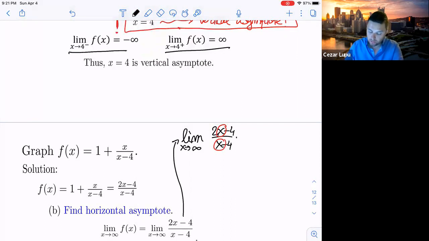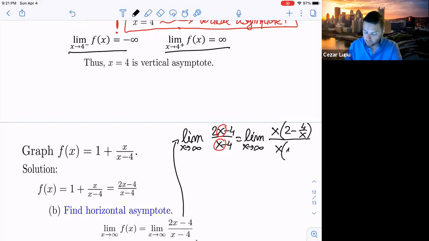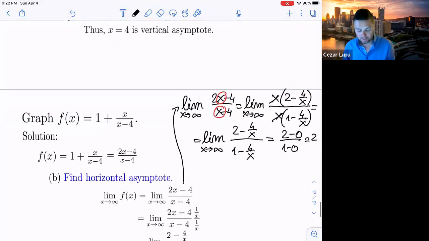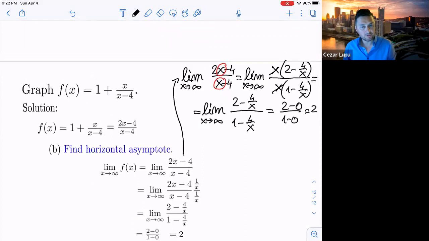So we're going to do the following. This will be the limit as x approaches infinity of x times (2 minus 4 over x), everything over x times (1 minus 4 over x). What I did here is force x to the greatest power, which is x to the power 1, on both the numerator and the denominator. So x will cancel, and this will be nothing else than the limit as x approaches infinity of (2 minus 4 over x) over (1 minus 4 over x). If we plug it in, 4 over x will converge to 0, so this would be 2 minus 0 over 1 minus 0, which is 2. So the horizontal asymptote will be 2. As you can see, the limit is 2 here.